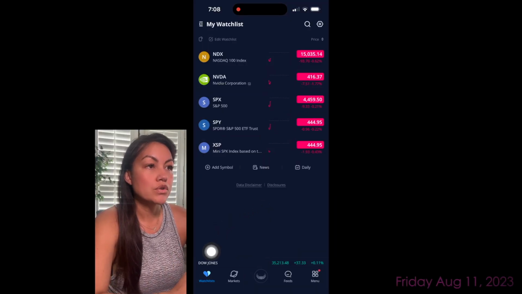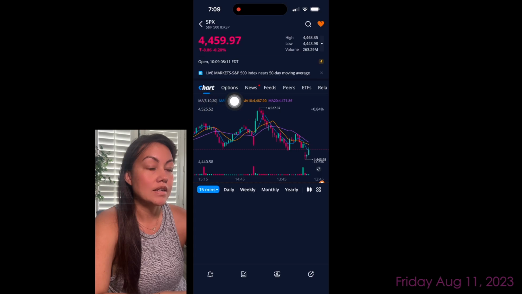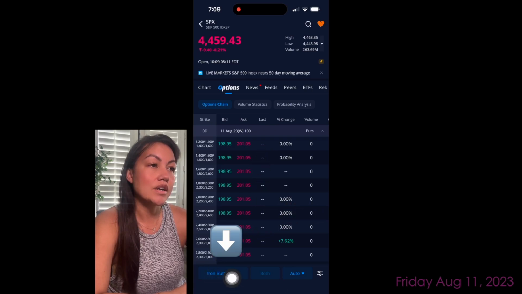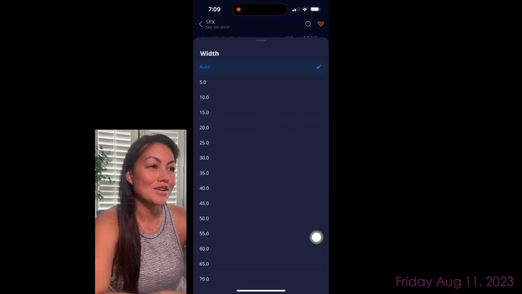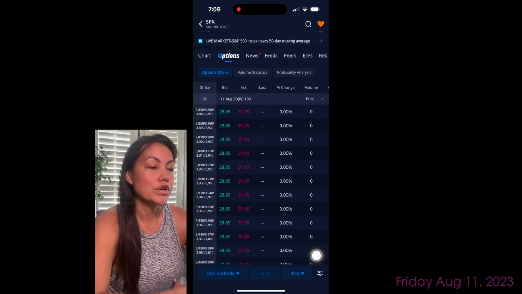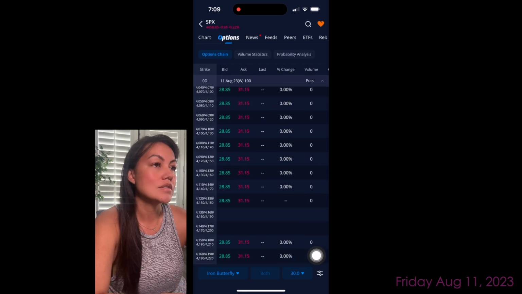All right, from the home screen, tap watch list. Then I'm going to tap the ticker symbol SPX. Then I'm going to tap options. And by default, my strategy is already set to Iron Butterfly. If it's not set to Iron Butterfly, obviously choose it. I'm going to change the width of the strikes to 30. I only ever trade 30 or 40 wide Iron Butterflies.